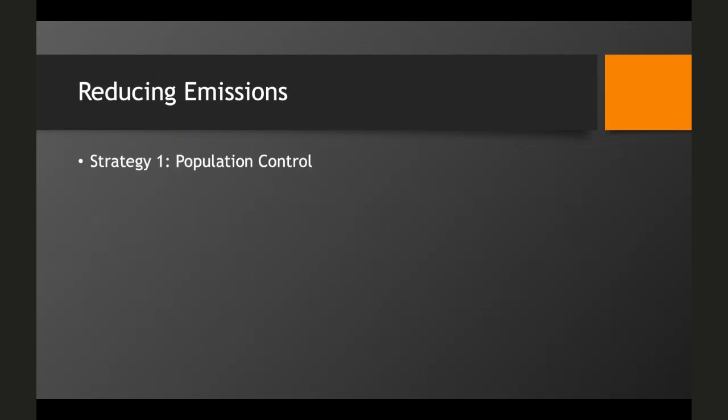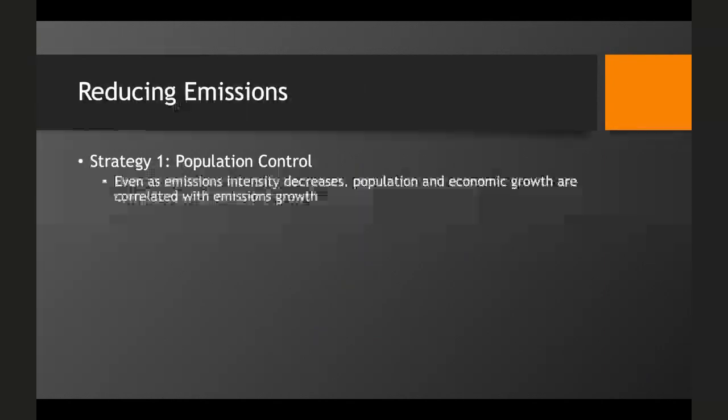So one option that often gets discussed for reducing emissions is forms of population control. Even as emissions intensity decreases, as economic growth becomes more and more decoupled from greenhouse gas emissions, economic and population growth is still correlated with emissions growth. And I'm going to fiat that we accept that coercive forms of population control are not just, but what about non-coercive forms of population control?